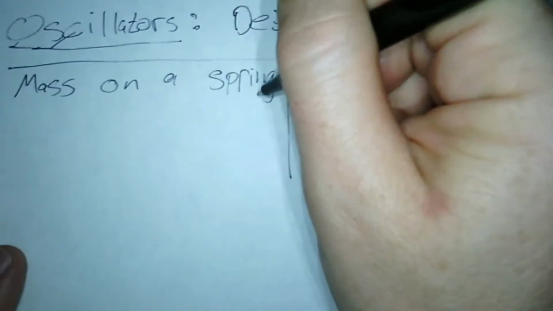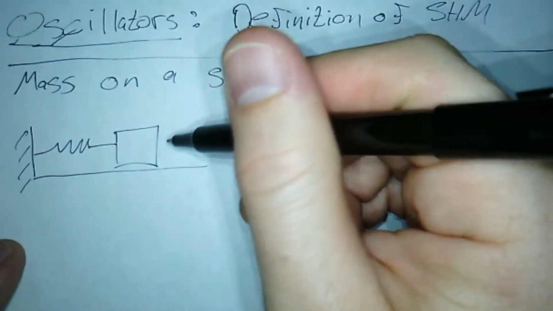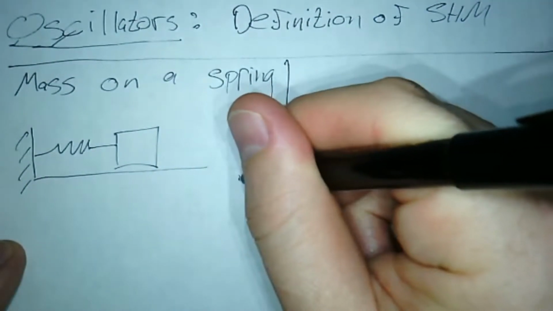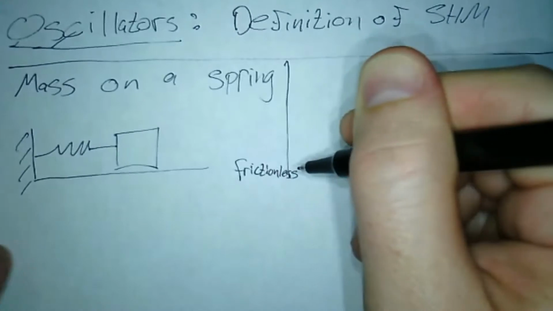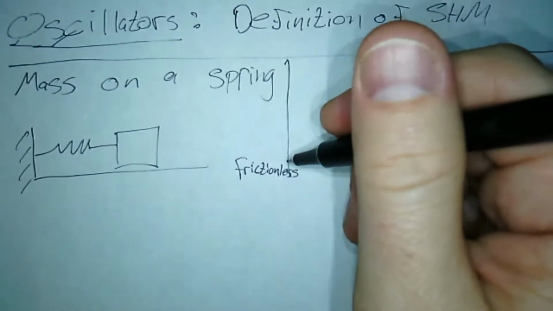Okay. So there are two classic cases that you get for simple harmonic motion. One is a mass on a spring. So you'll have a block here, and imagine this table is frictionless. Everything's frictionless for this because we're living in a perfect world. It's a spherical chicken in a vacuum.